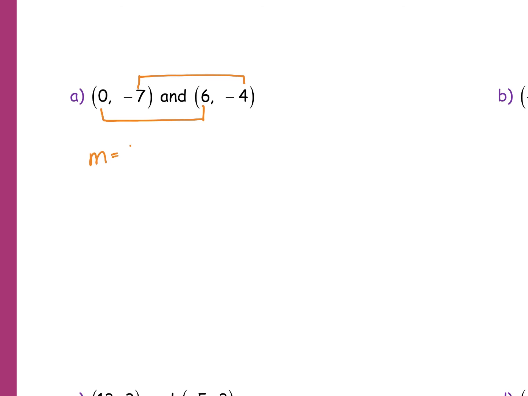Slope equals -4 minus a -7 all over 6 minus 0. If you didn't choose the same point I did to go with first, is that okay? Yes, because the end answer should be the same. Are you okay with that? Okay, -4 minus -7 is 3, and 6 minus 0 is 6. So I should have an answer of 1/2.